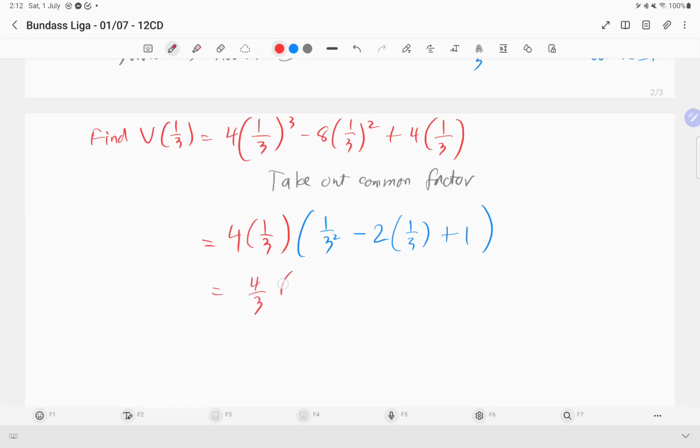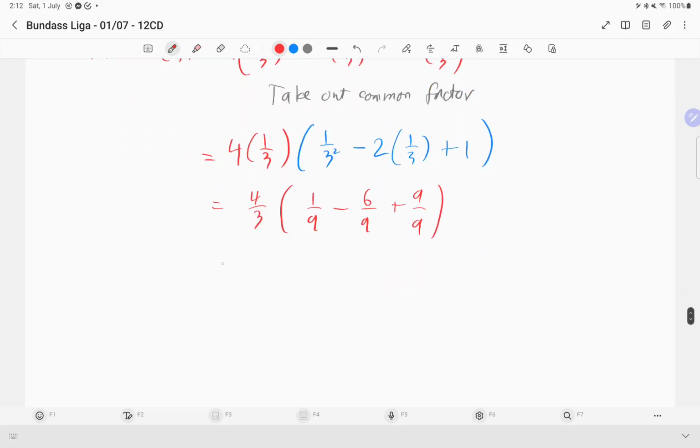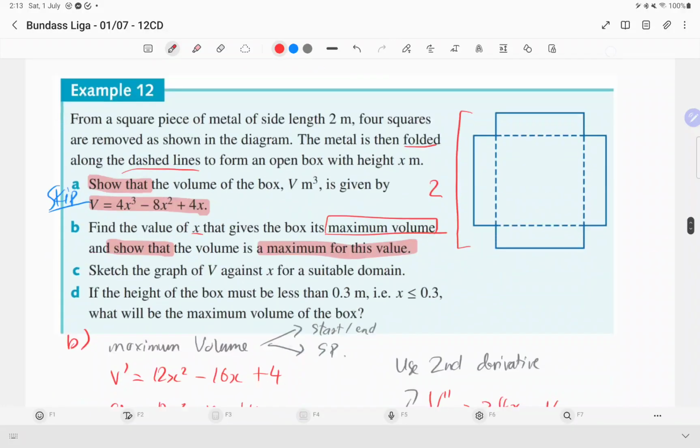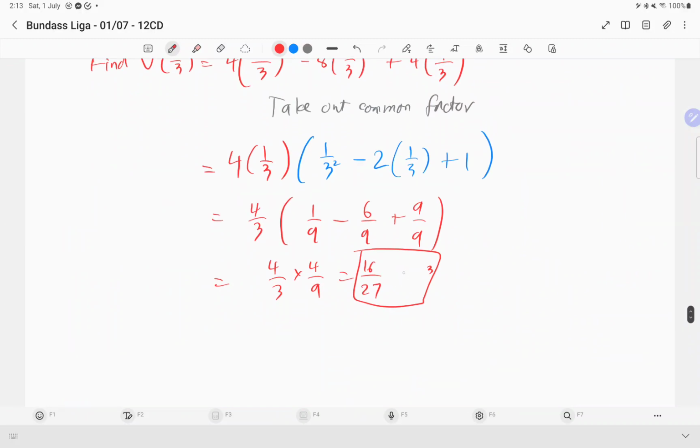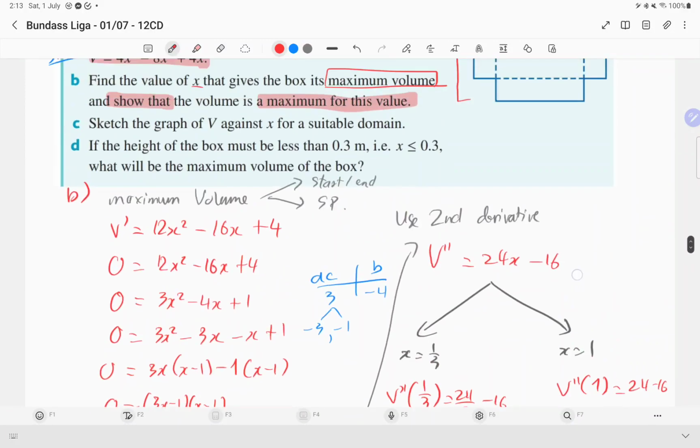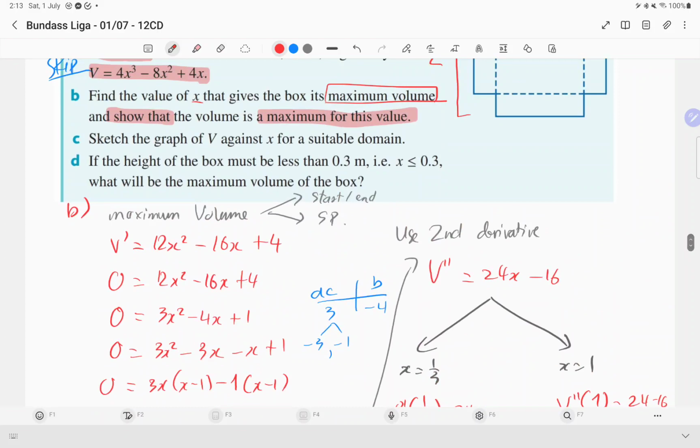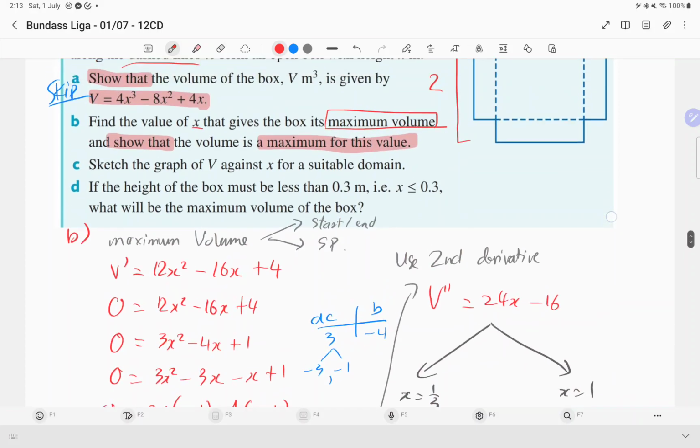4 times 1/3 is 4/3. And this one is 1/9 minus 2/3, which is 6/9. 6/9 plus 9/9. Single digits. Single digit numbers are a lot easier to work with. 1 plus 9, 10 minus 6, 4/9. 4/9 times 4/3 is 16/27. That's the maximum volume, right? I think in meters cubed. So that's the volume. That's the maximum volume, and we already showed that it was the maximum value for that one.